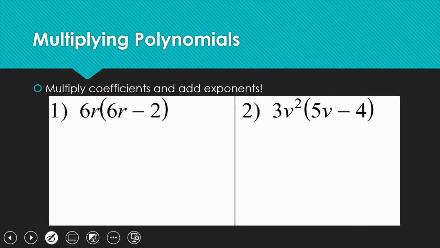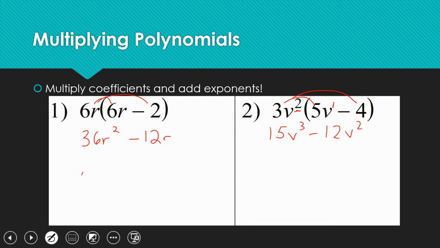Okay, so let's get into the heart of doing these problems here. So basically what we are doing with multiplication is just doing the distributive property. So I can distribute this 6r. So that would be 36r squared minus 12r. I'm just distributing a monomial here. So that would be 15v to the third. Remember, I have a 2 and a 1, minus 12v squared. There's no v here, but the number still comes along.